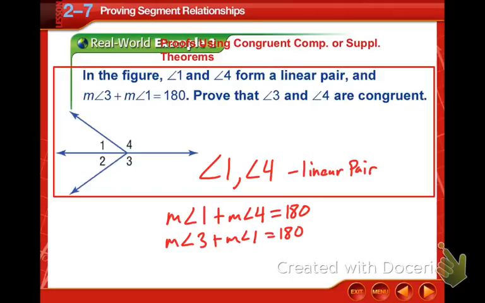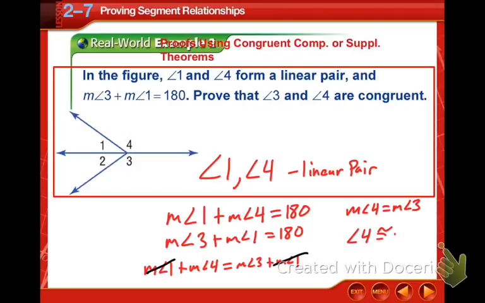So we can set these two equations equal to each other. We have the measure of angle 1 plus the measure of angle 4 equals the measure of angle 3 plus the measure of angle 1. If you notice, we have the measure of angle 1 on both sides. So if we subtract it from one, we subtract from the other at the same time, they're going to go away. So now we are left with the measure of angle 4 equal to the measure of angle 3, which we can rotate around, but either way, that means that angle 4 is congruent to angle 3.